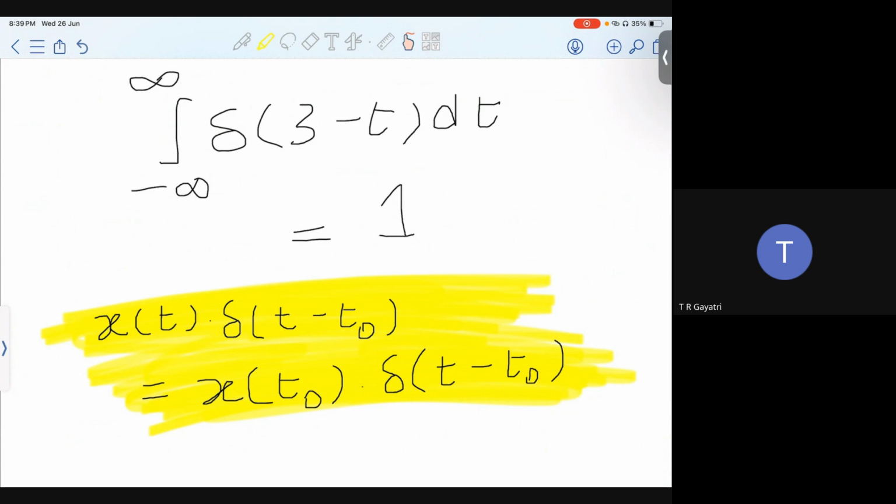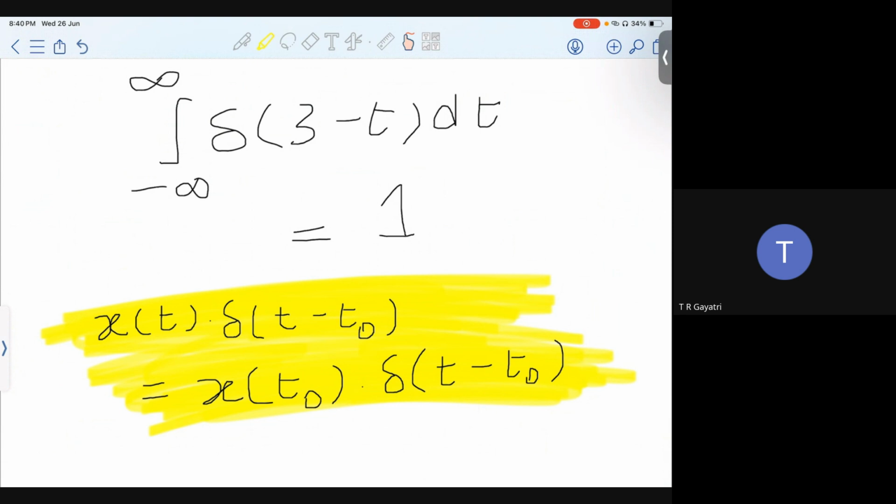So these are the 3 important properties of the delta signal. One is the area, and the second one is time scaling and shifting. Shifting will not affect the area, scaling does divide the area by mod A. And when you multiply some signal x of t by a delayed version, delta of t minus t naught, where the delay is t naught, this is equal to the signal taking the value at t naught times the delayed delta function. This is a very nice property.